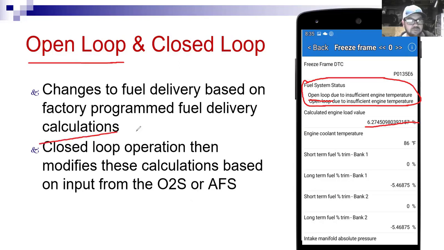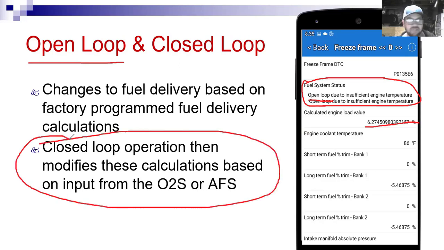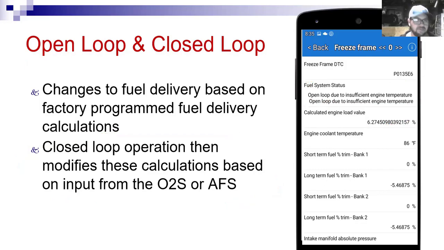Well, what happens when we go into closed loop? When we go into closed loop, the computer begins to listen to what the O2 sensor is telling it, and it will modify the amount of fuel it gives the engine accordingly. But in open loop, it's not listening to that O2 sensor, and it's just going off of what's programmed in its memory banks, if you will. Okay, so let's clear out those drawings, and we'll keep moving forward.